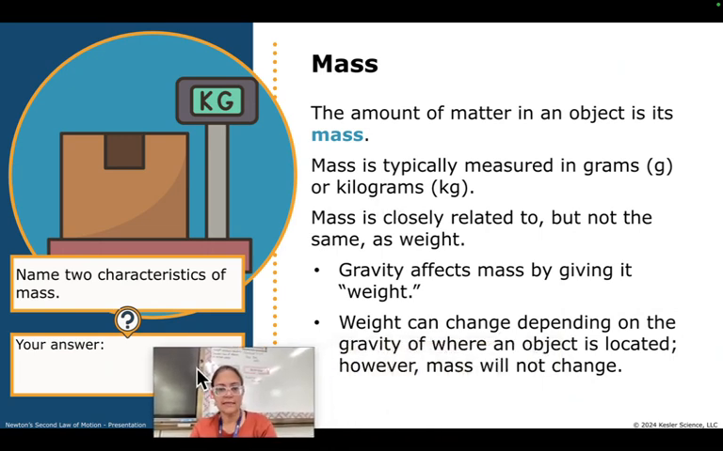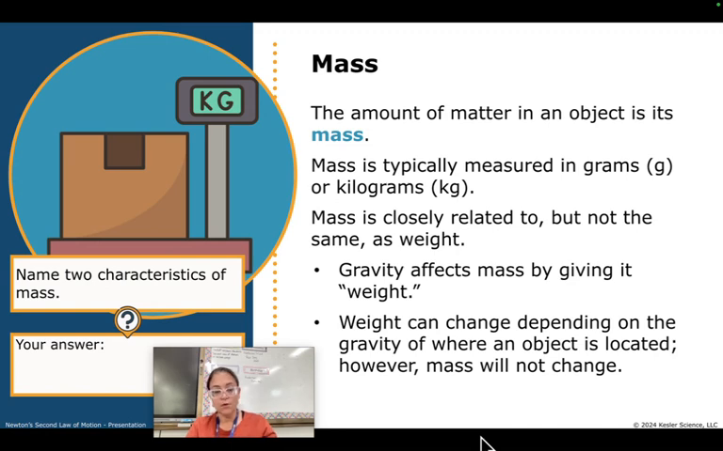Okay, so mass is the amount of matter in an object. Mass is typically measured in grams, so g, or kilograms, kg. Mass is closely related to, but is not the same as weight. So gravity affects mass by giving it weight. The reason that adults often get confused and use the words mass and weight to mean the same thing when they don't is because on Earth, they do mean the same thing. So if you have a mass of 70 kilograms, your weight is also going to be 70 kilograms on Earth because gravity is pulling you with like the base level of gravity.